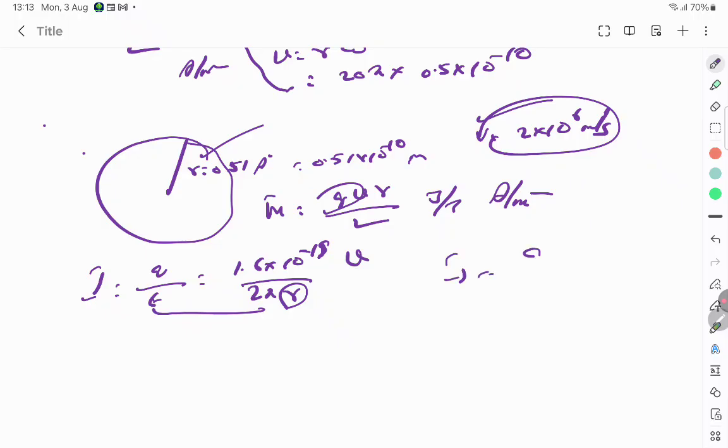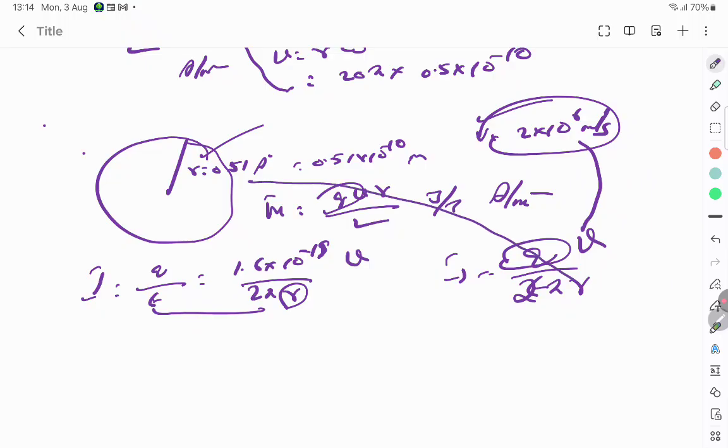I is equal to Q by T. Correct? Q is the charge of an electron. T is the time period, which is 2 pi r by v. So once you know the velocity, the radius, and the charge, you can find the current and write the answer in ampere.